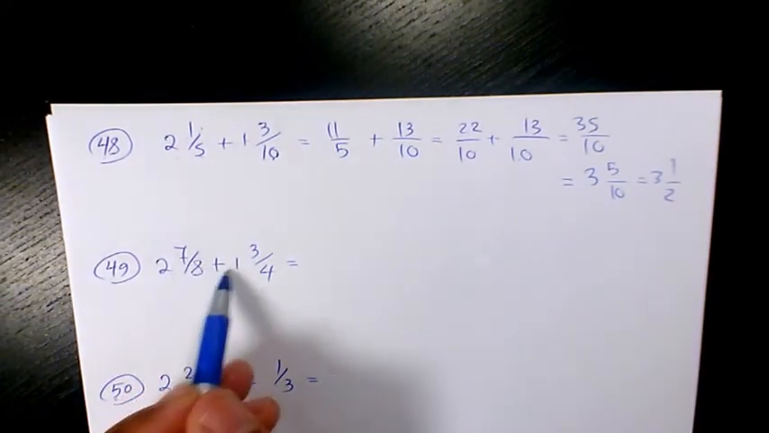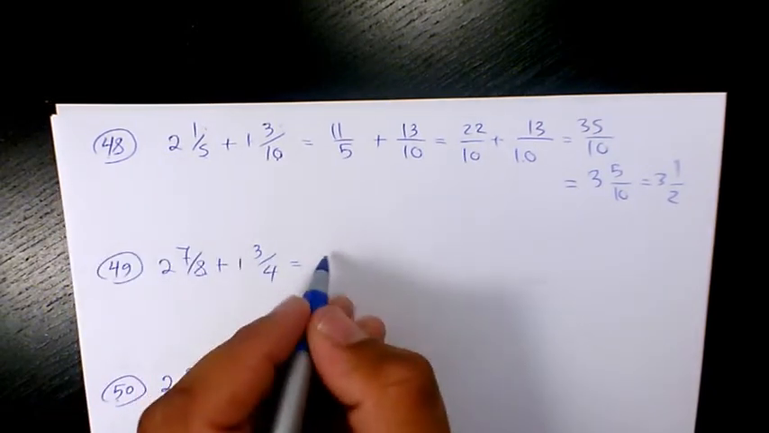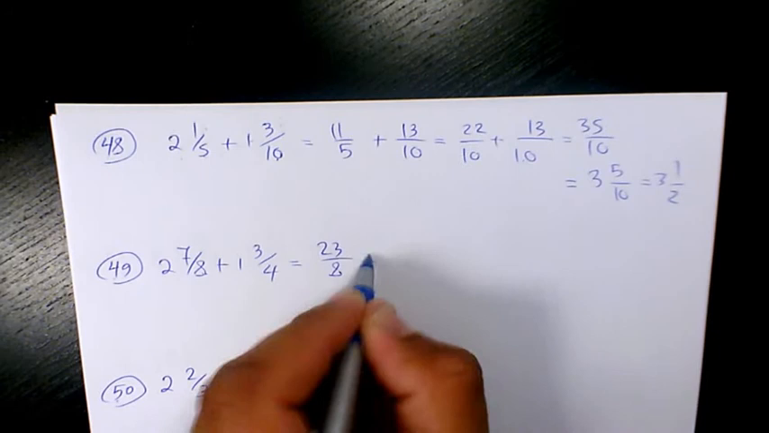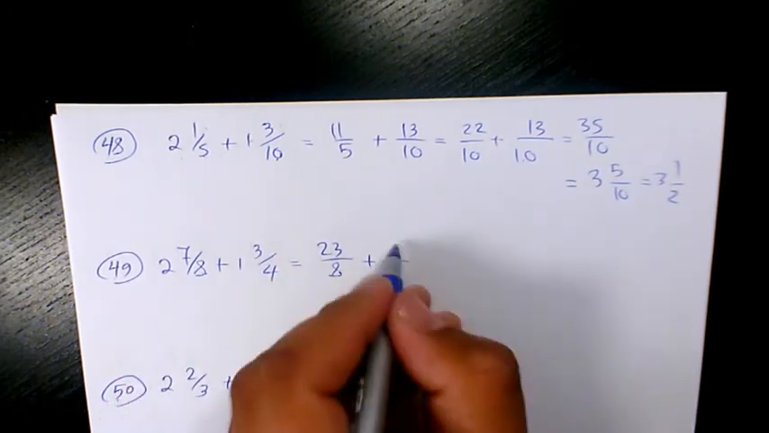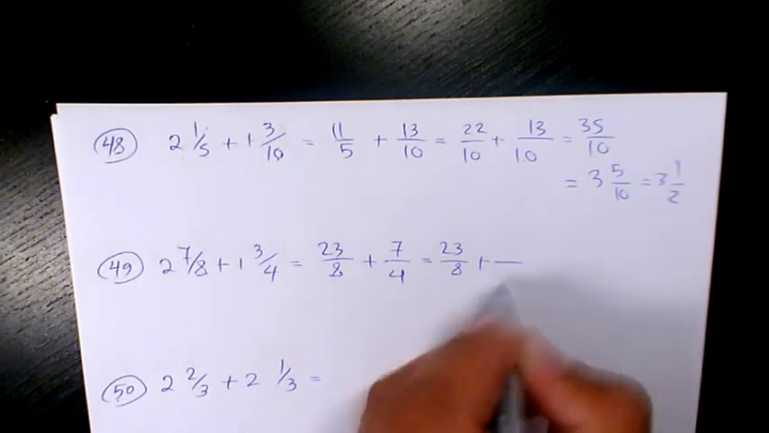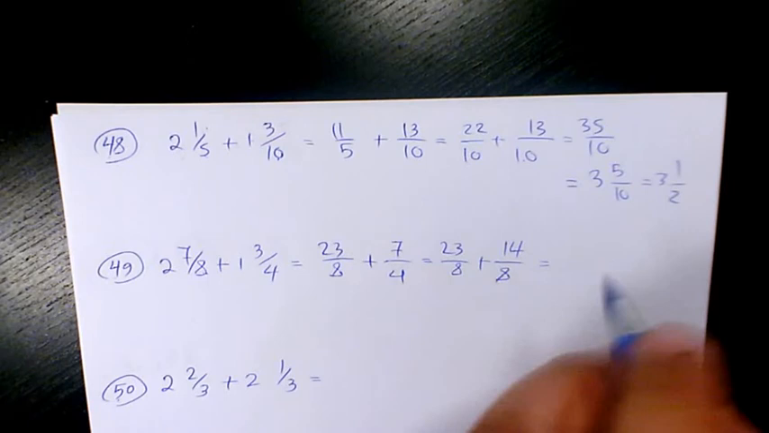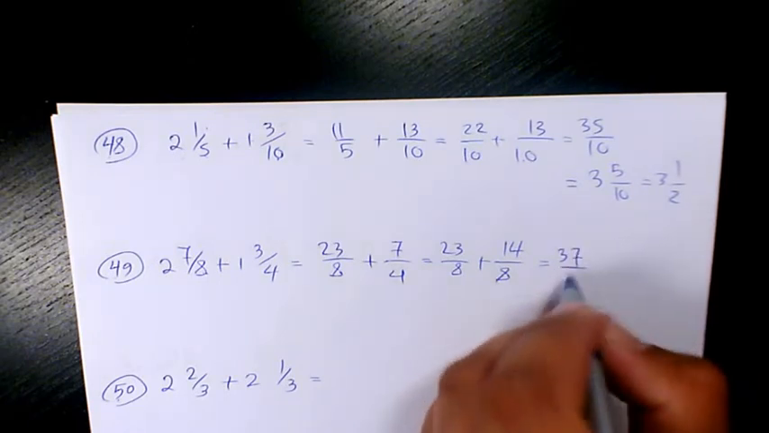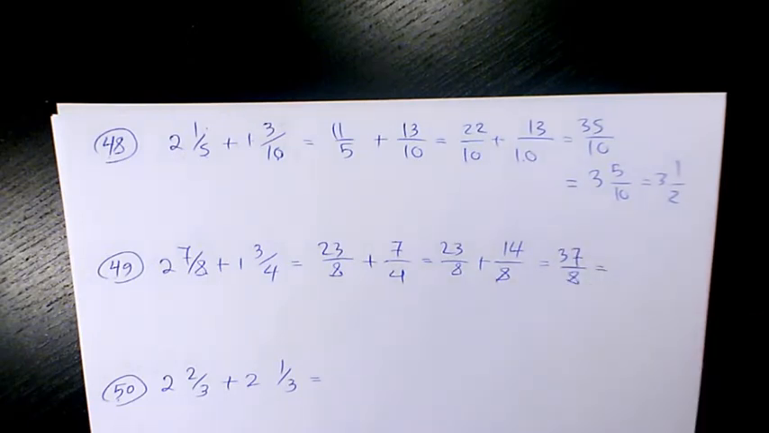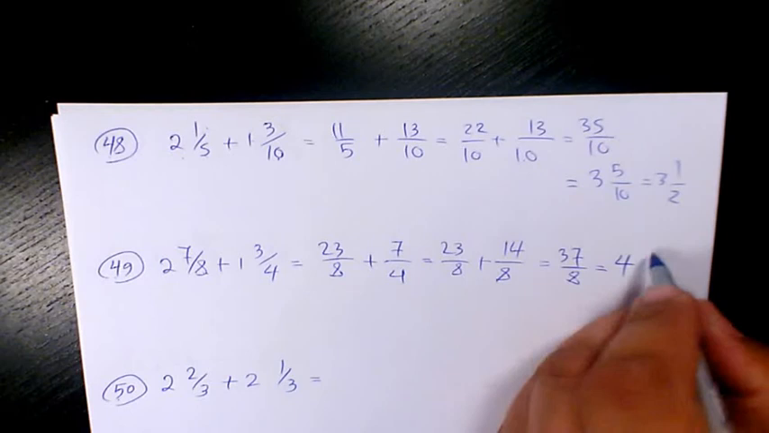2, 7 over 8 plus 1, 3 over 4. 2 times 8, 16 plus 7 is going to be 23 over 8 plus 1 times 4, 4 plus 3 is going to be 7. Common denominator is going to be 8, so we multiply it by 2. 23 plus 14 is going to be 37 over 8. 37 over 8, that's going to be 4. 32. 37 minus 32 is going to be 5. 5 over 8. Next one.